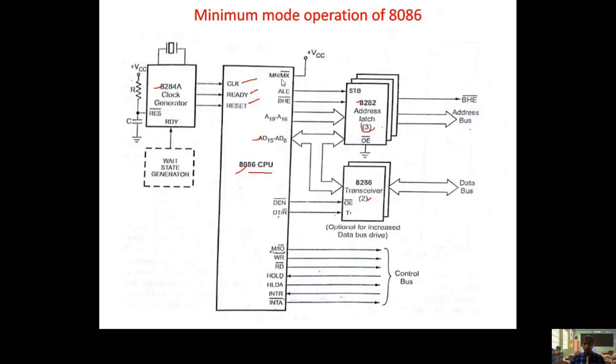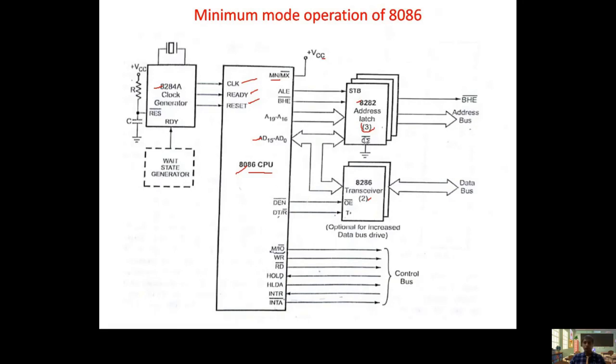Then, for selection of minimum mode, the MN/MX bar signal must be high. High means VCC, or you can connect it to 1. Then we are selecting which mode? Minimum mode. In minimum mode, all control signals come from the processor, so your latches and transceivers are all controlled by the processor only. Let us see in which way it is controlled.